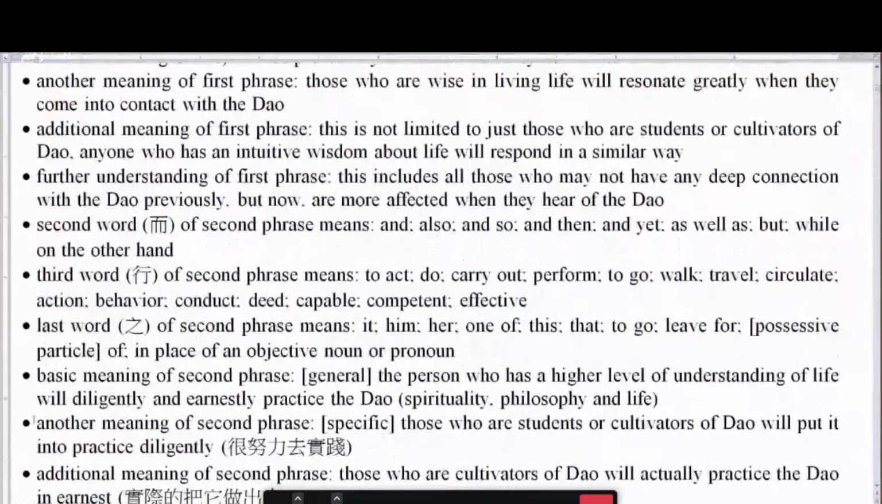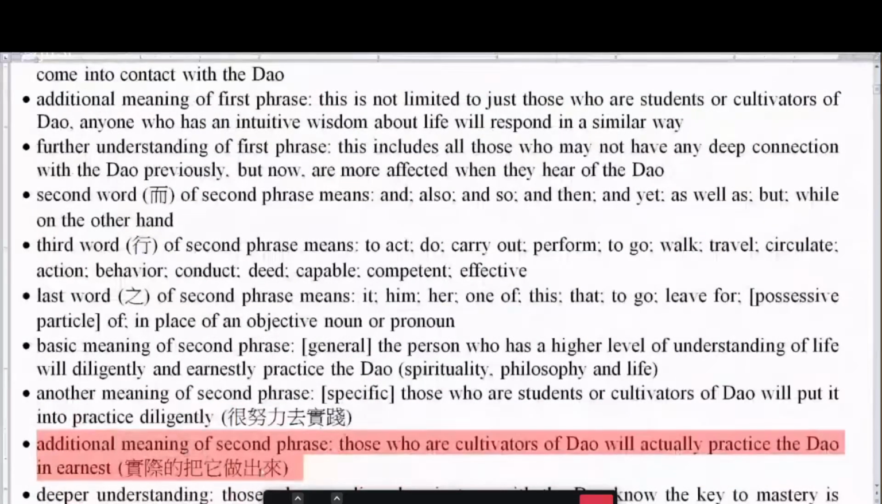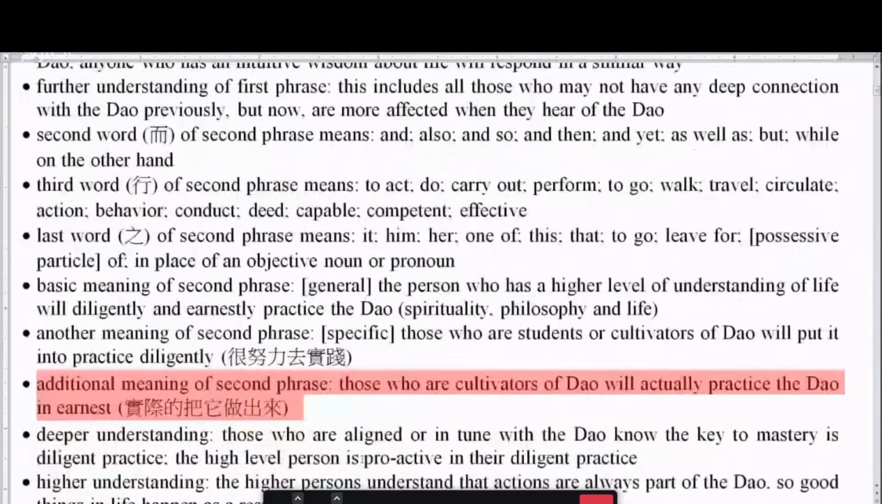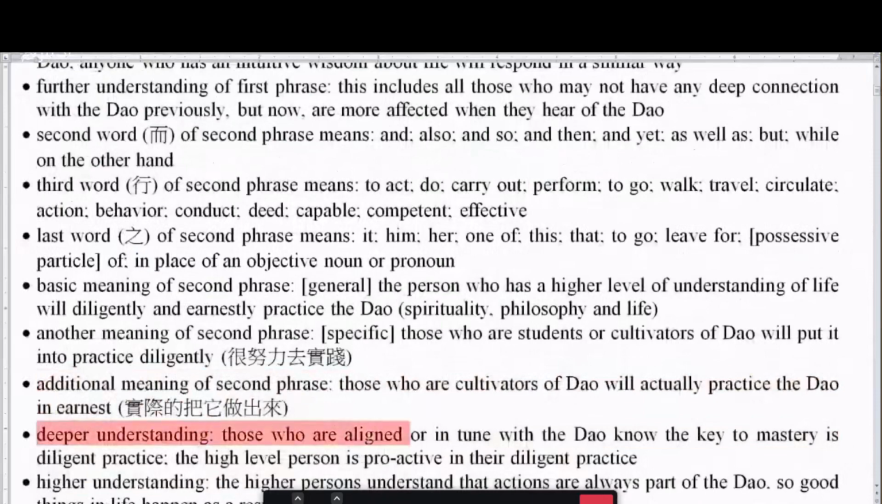Now there's additional meaning: those who are cultivators of the Tao will actually practice the Tao in earnest, not on and off. They will always be earnest, or constant. Those who are aligned or in tune with the Tao know the key to mastery is diligent practice, constant day-to-day practice. The high-level person is proactive in their diligent practice.